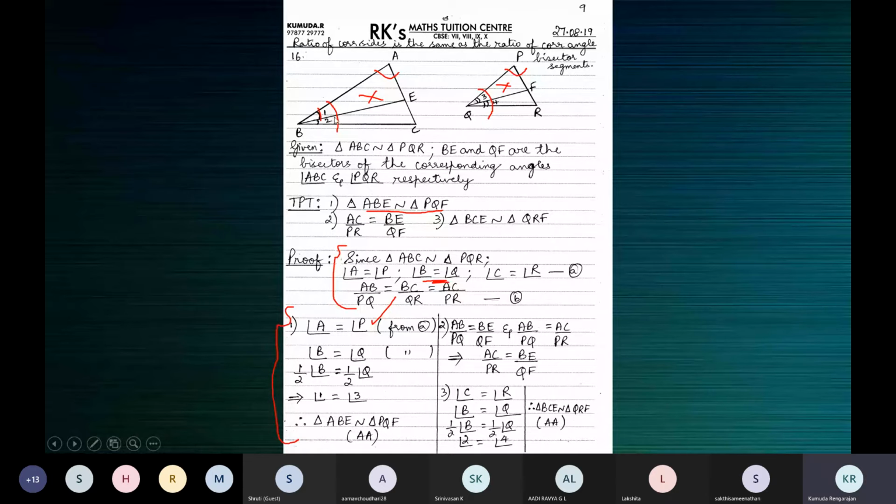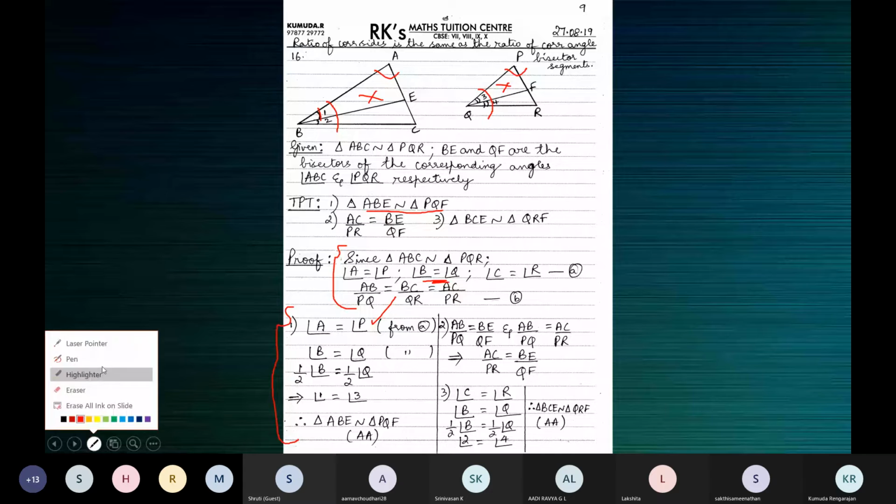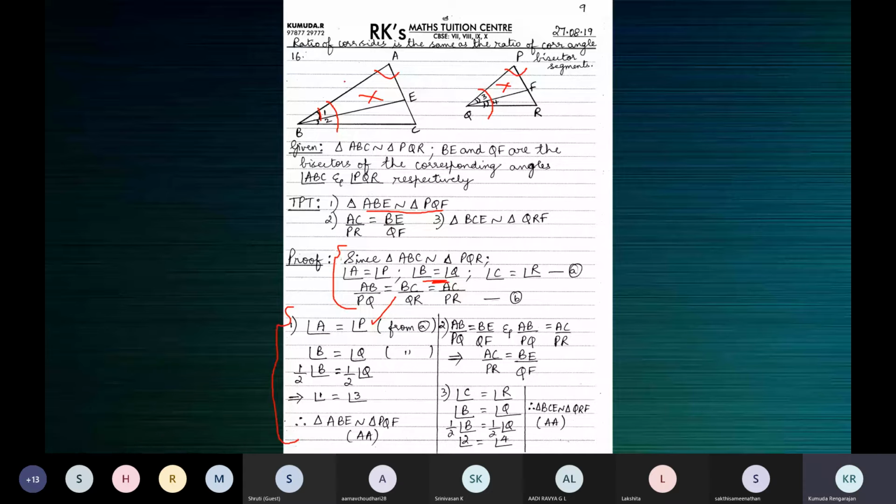Half of angle 1. What is half of angle B? It can be angle 1 or angle 2. And half of angle Q is angle 3 or angle 4, correct? Yes, ma'am.